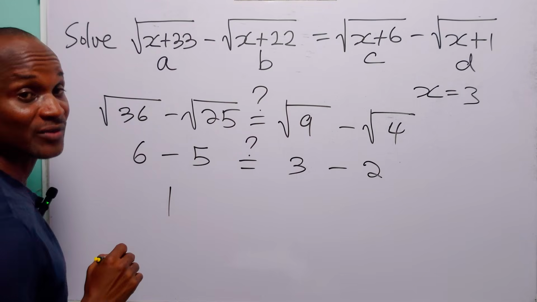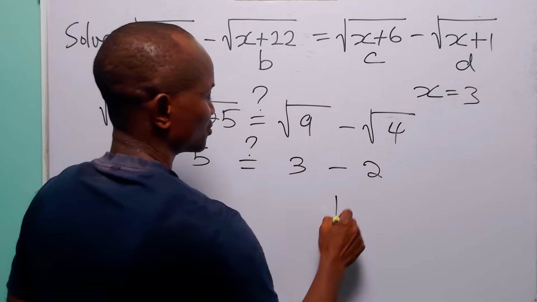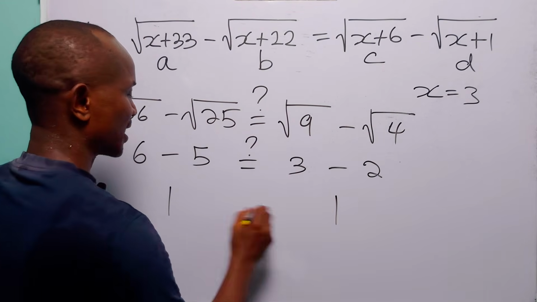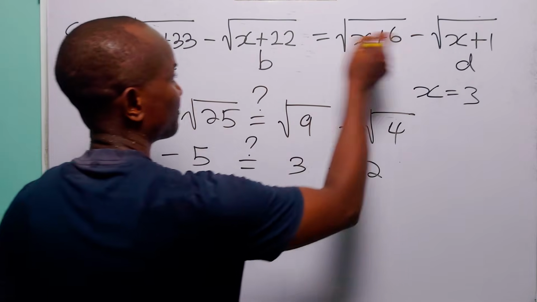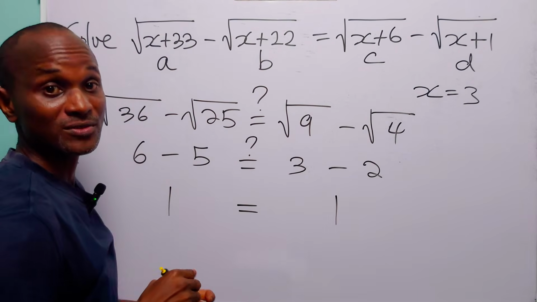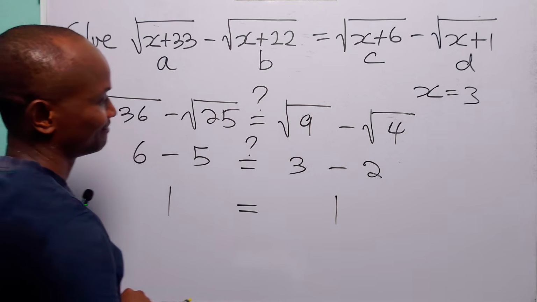6 minus 5 is 1. 3 minus 2 is 1. And of course, 1 is equal to 1. So, when x is equal to 3, the right-hand side is equal to the left-hand side.